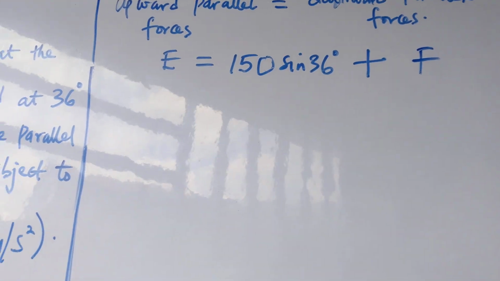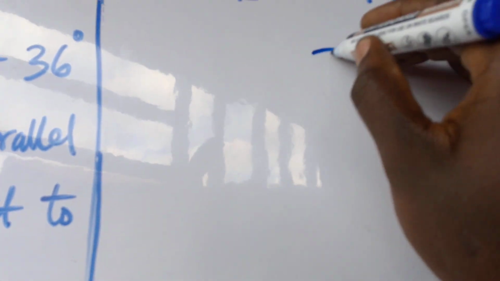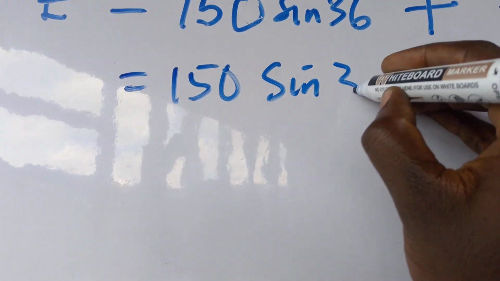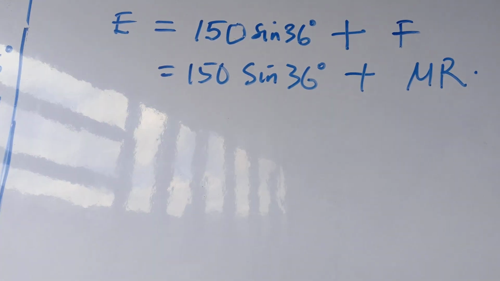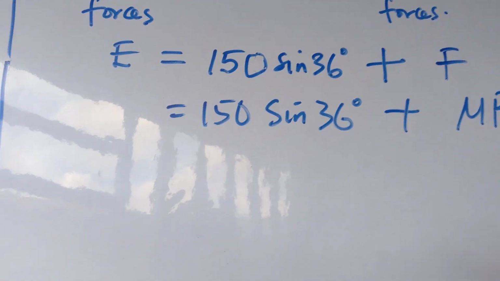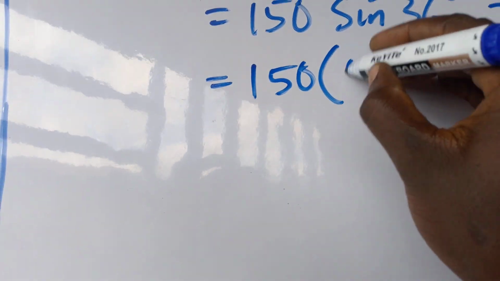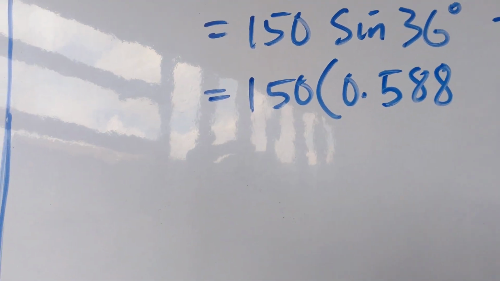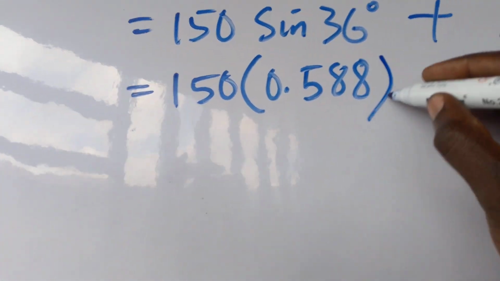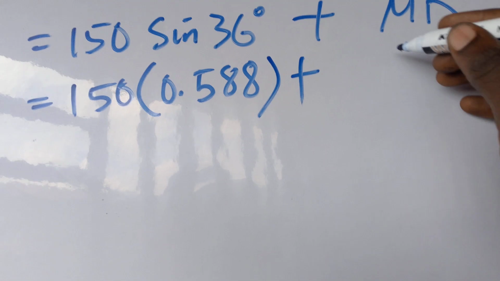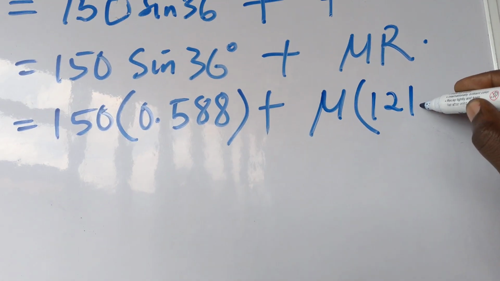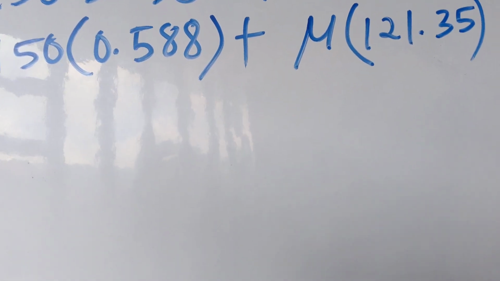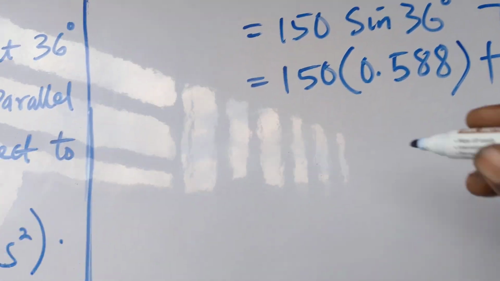The friction force F there is mu R, as friction force is coefficient of friction times normal reaction. So this is 150 sin 36 plus mu R. All right, so we look for sin 36. Sin 36 is 0.588, plus the coefficient of friction, which is unknown. We'll suspend that, and the normal reaction, we had as 121.35 Newton.